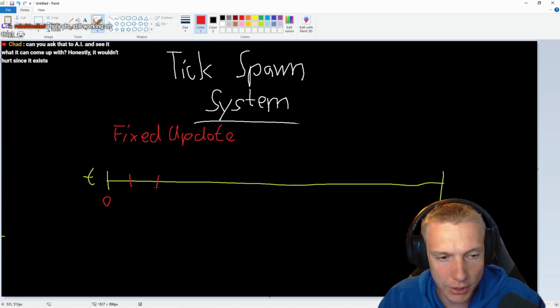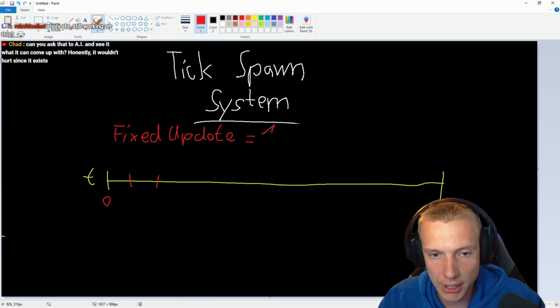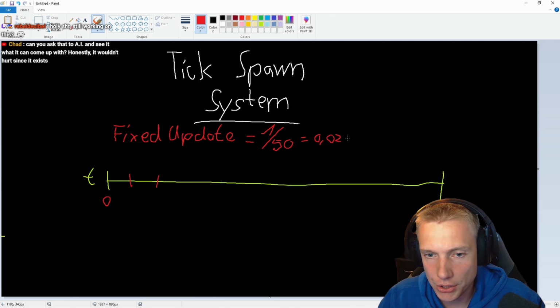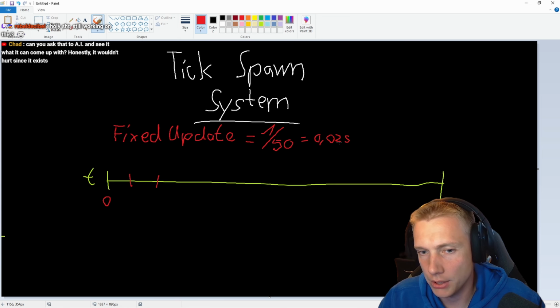And how do you do that? Well, you determine this yourself first. You'd say, okay, I want to update once every 1 second. I want to update once every 0.02 seconds. That would be 50 times per second. This is essentially what Unity has. And this is 0.02 seconds in this case, okay?